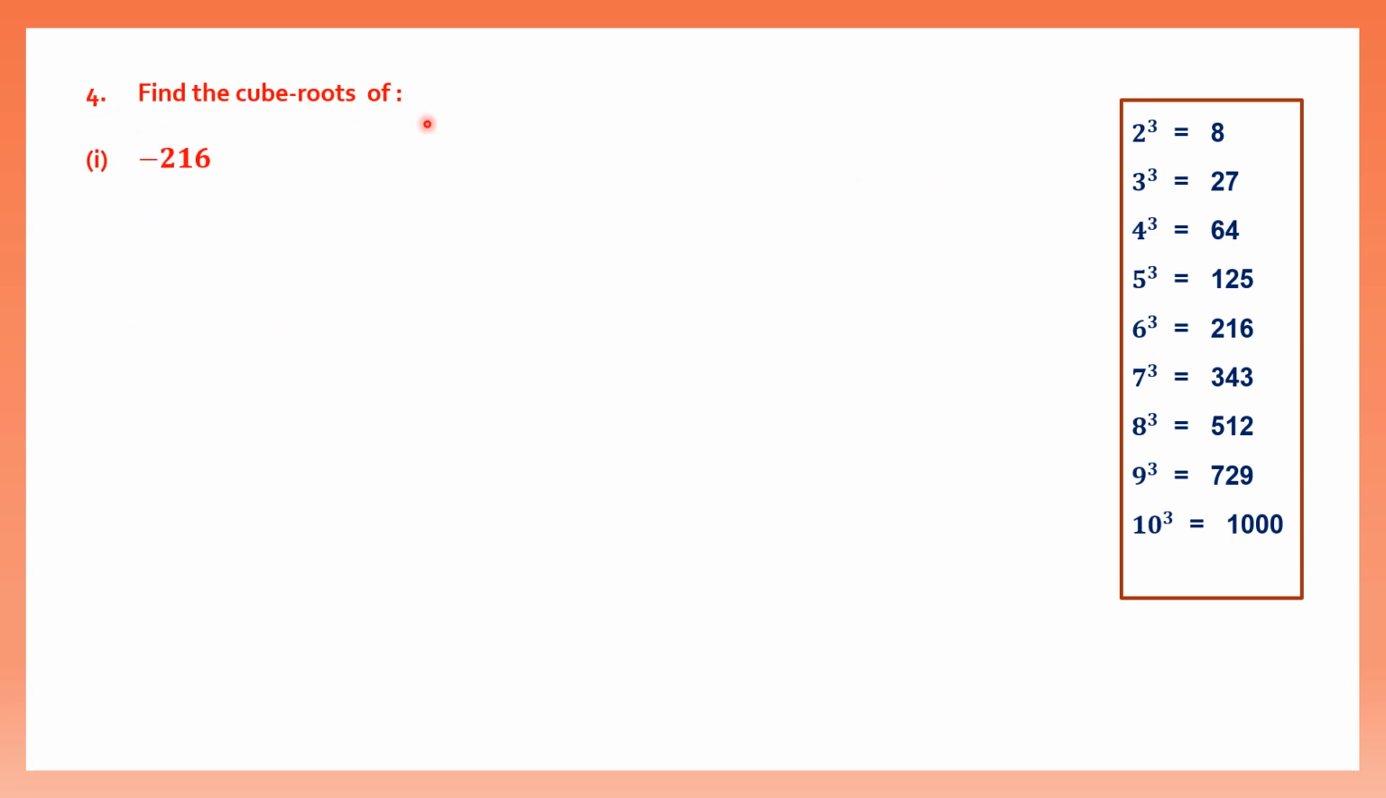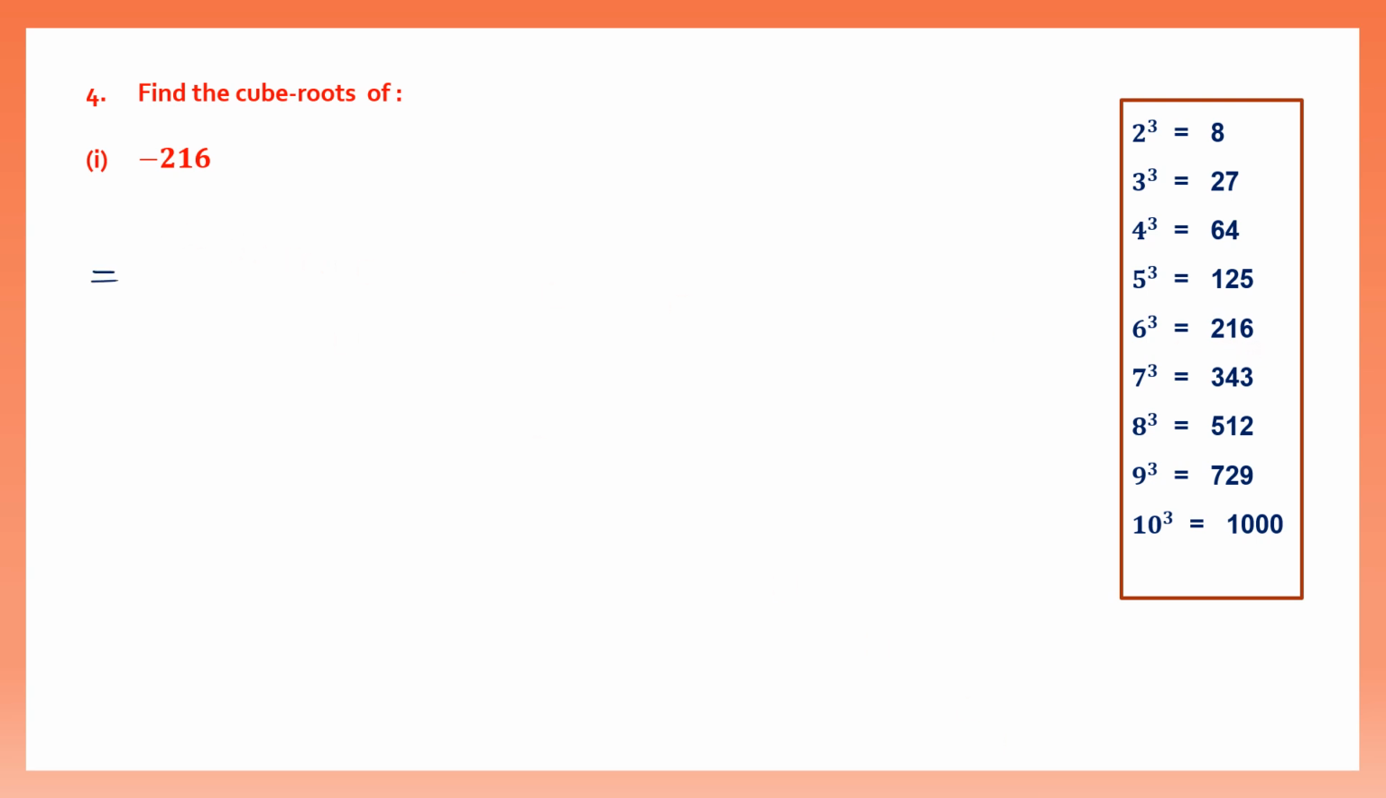Question 4. Find the cube roots of a few numbers, in that the first one is minus 216. So can you see we have a negative number now? So it is negative 216. So 216 is already here. That is, if we multiply 6 3 times, we get 216. So we can make use of that.